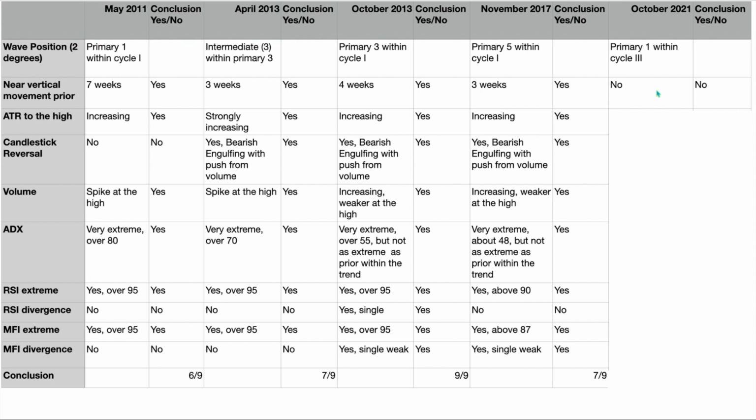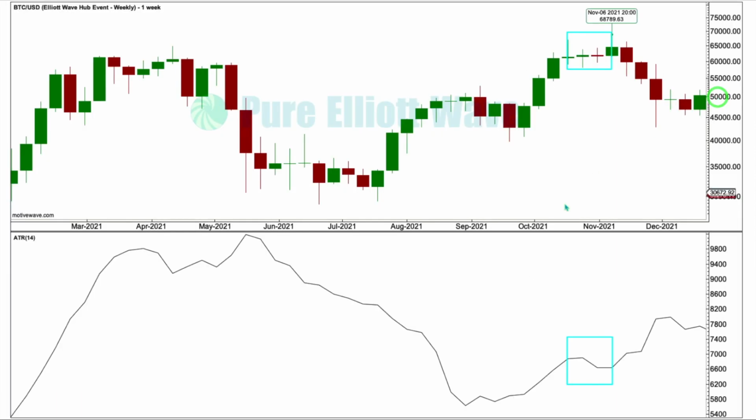And it's a first wave early on, so we're not talking about the end of a huge first wave like cycle degree that's lasted 7 years. We're talking about a primary degree wave that lasted a year, primary 1 within cycle 3, so not as strong as the end of cycle 1. No, we don't see that vertical upward movement. We don't see an increase in range or volatility at the end. ATR actually declines at the end of this movement with this small range sideways week.